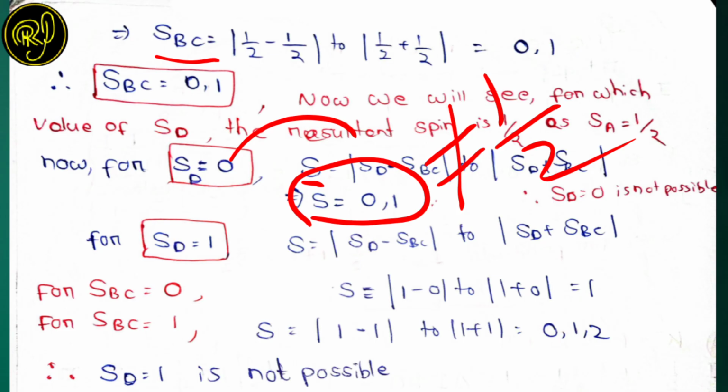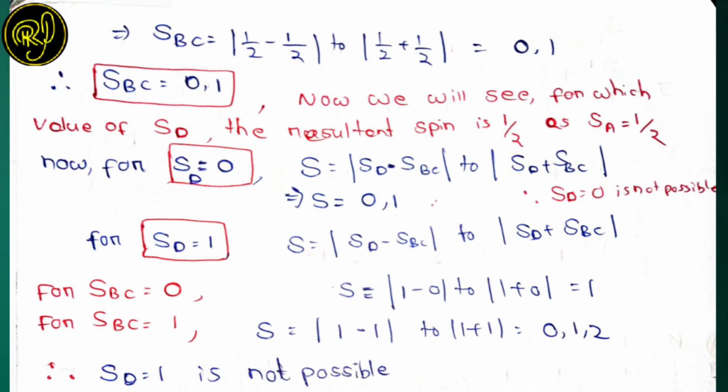Now let us assume that SD is equal to 1. For SD equal to 1, let us again find the total spin, that is S is equal to SD minus SBC to SD plus SBC.